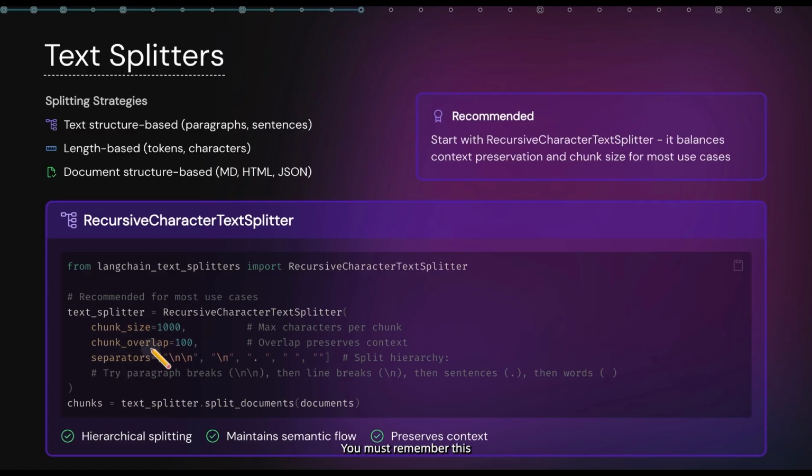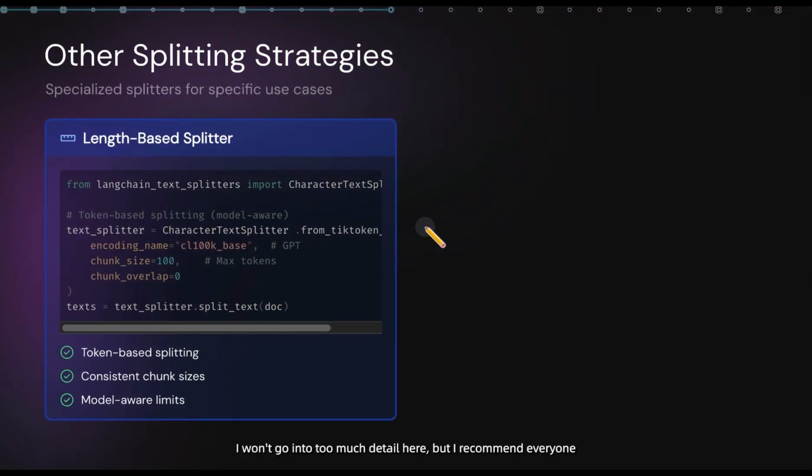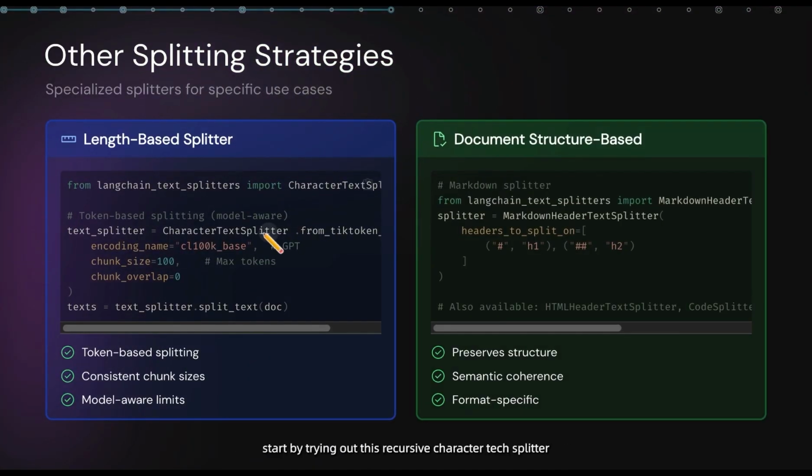You must remember this. The way it slices is to first split according to the separator, which might break the text into several large chunks. Then, for each chunk, it checks whether it exceeds the chunk size. If it does, it will further split it. At the same time, it will ensure there is a certain amount of overlap between the front and back. I won't go into too much detail here, but I recommend everyone start by trying out this recursive character text splitter. If you haven't used these text splitters in LangChain yet, this is a good place to begin.